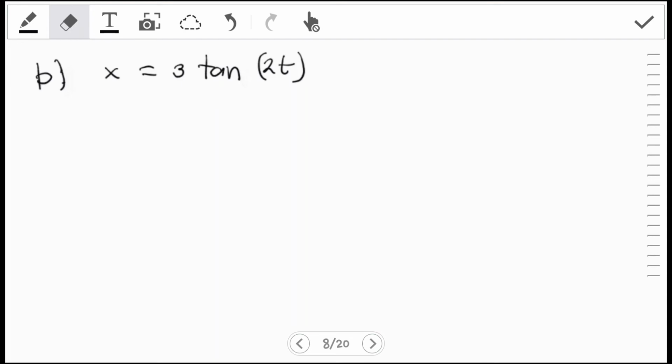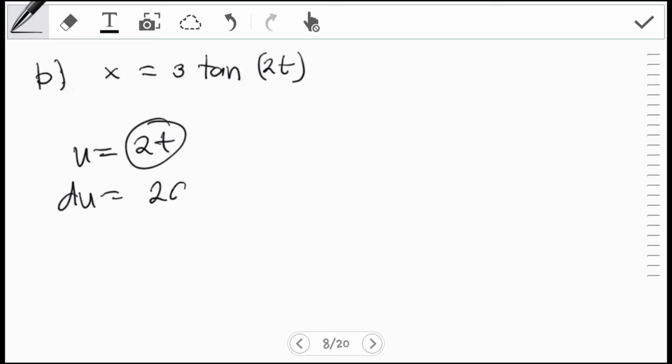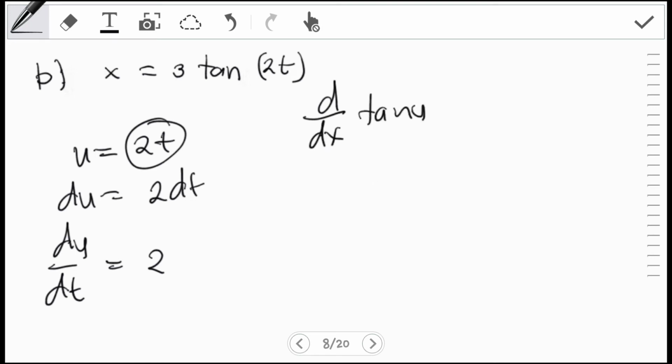Okay, so next problem. What is the first derivative when x is equals to 3 tan 2t? So let u is equals to 2t. Then du here is the derivative of 2t, that is 2 dt. Then du over dt is equals to 2. Take note that the formula apply d over dx tan u is equals to secant squared u du over dx.